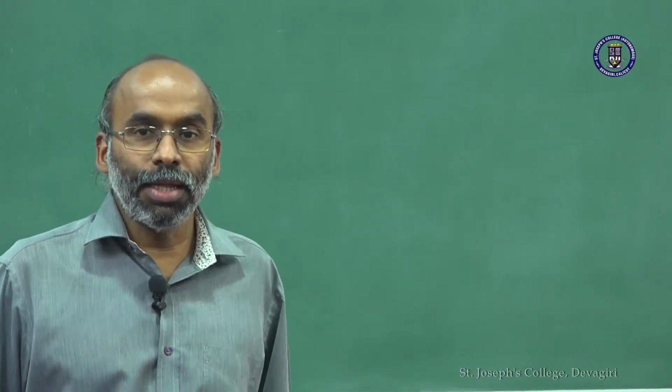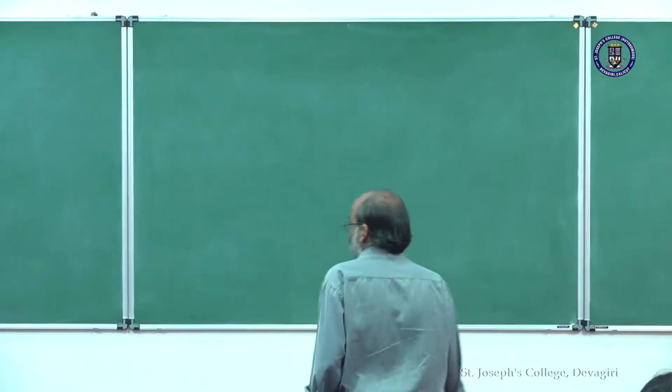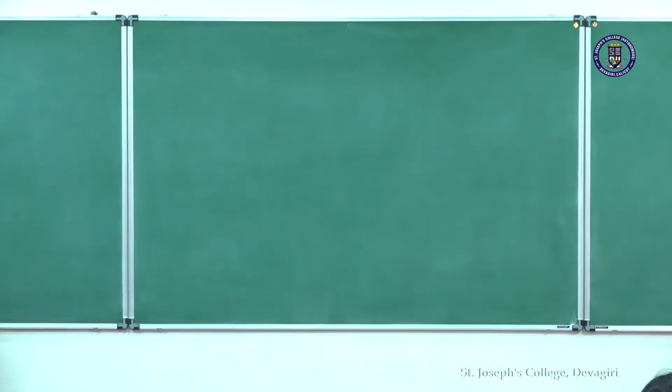In this lecture, we will prove the Hausdorff Young inequality using the Riesz Thorin convexity theorem. So, we'll start with the proof of the Riesz Thorin using the three lines lemma we did in the last class. Okay. So, let me write Riesz Thorin again.